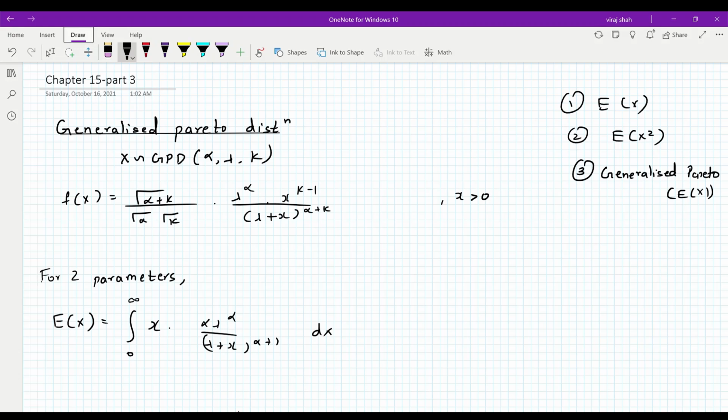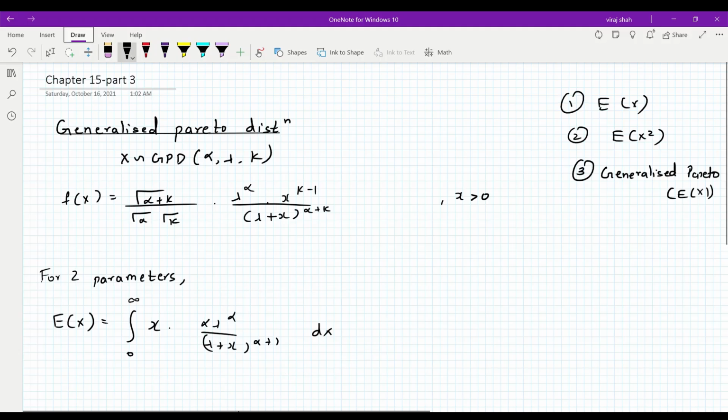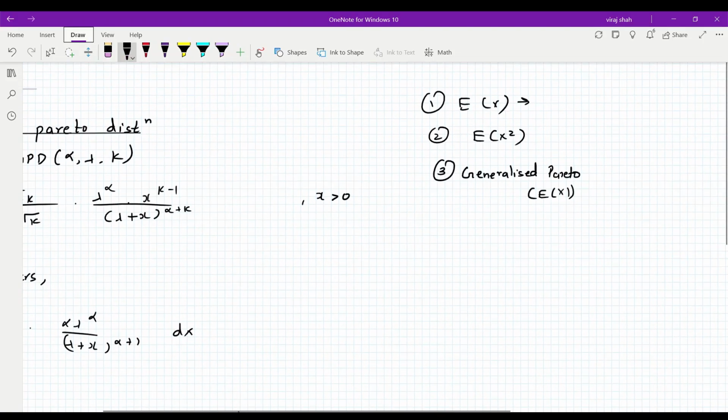What are we going to do in this lecture? In this lecture we are going to do the expectation of x. If you see the expectation of x, I have written this. It is for a two parameter case, similar to what you have done in the last lecture. So what new are we going to learn? We are going to learn the expectation of x using a new method.